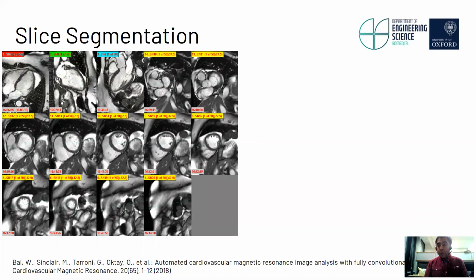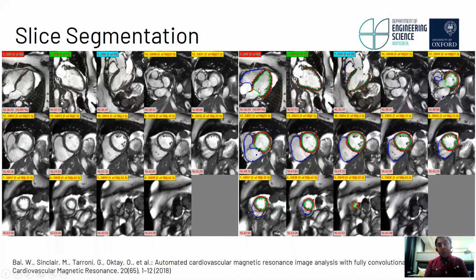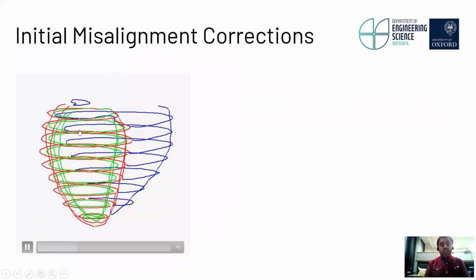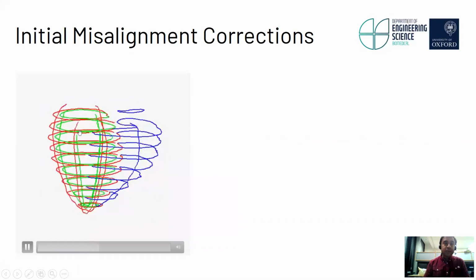Now, in order to obtain that, we have used a segmentation method developed by Bai et al., where they used a fully convolutional neural network to automatically obtain the LV and RV cavity and the LV myocardium from the cine slices. We have used that method to automatically obtain the LV and RV endocardium as well as the epicardial contours, and then we represented these contours in the 3D space and got a sparse 3D representation of the heart.